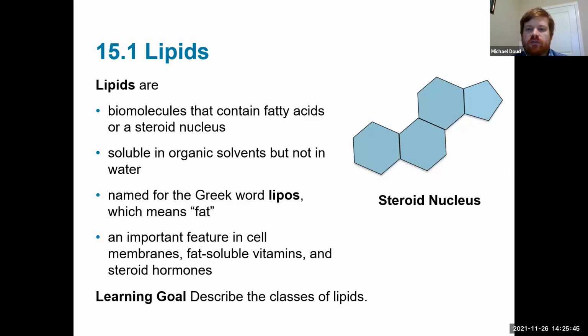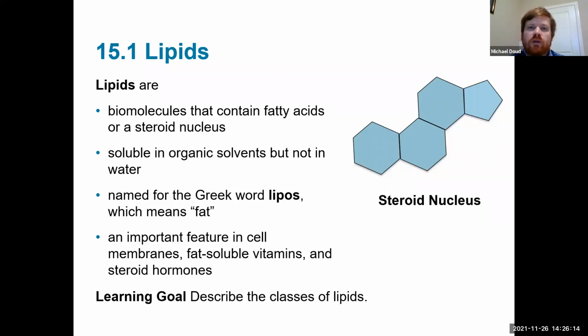There are two types of lipids, and we'll show you this on the next slide. There are two main types: those that have fatty acids and those that have a steroid nucleus. These are not closely related to one another necessarily, other than the fact that they are very nonpolar. So these are going to contain a lot of carbon-carbon and carbon-hydrogen bonds. And so the lipids are going to represent basically the nonpolar part of our biological systems. So we'll talk about it in that context.